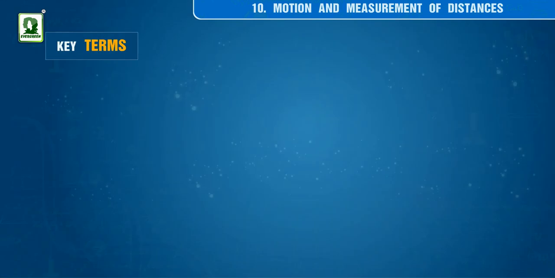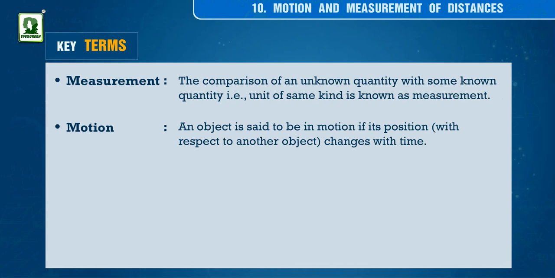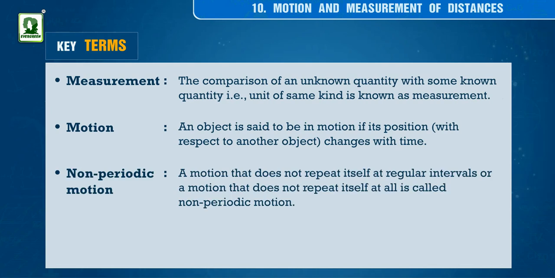Key terms. Measurement. The comparison of an unknown quantity with some known quantity, that is, unit of same kind, is known as measurement. Motion. An object is said to be in motion if its position with respect to another object changes with time. Non-periodic motion. A motion that does not repeat itself at regular intervals or a motion that does not repeat itself at all is called non-periodic motion.